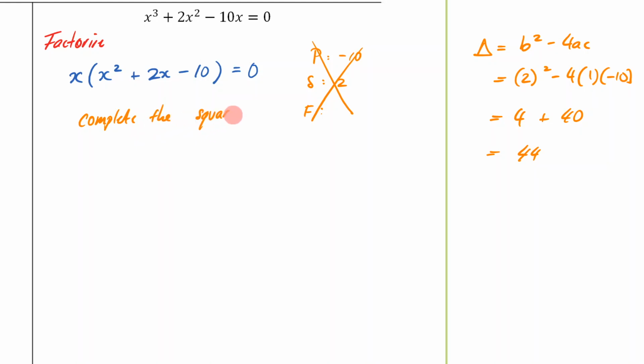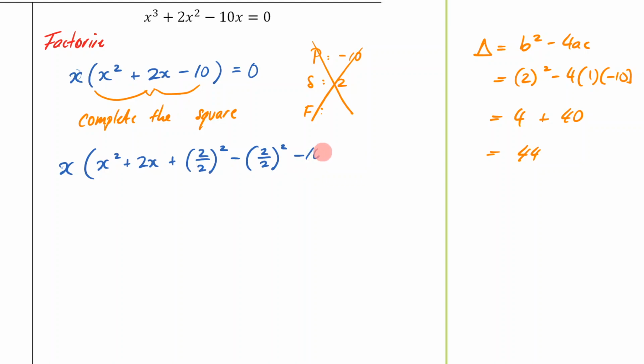And remember, I'm completing the square just for this part here. So this x out here just stays there. So I'm going to go x squared plus 2x. And remember, you take the coefficient here, you halve it, you square it, then you subtract it, then you minus the 10 that you've got there, and this is all still equal to 0.